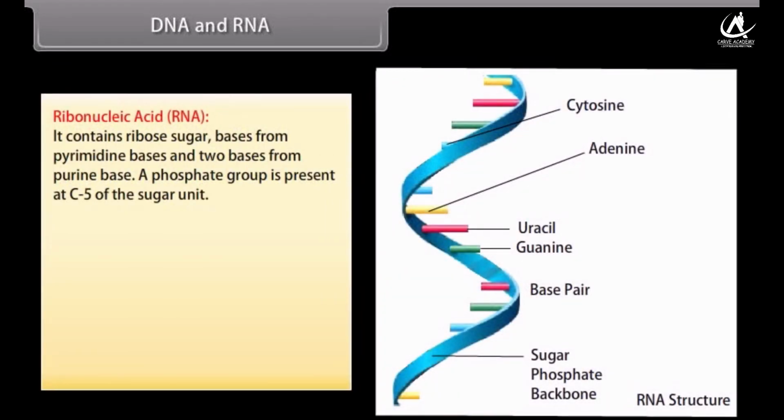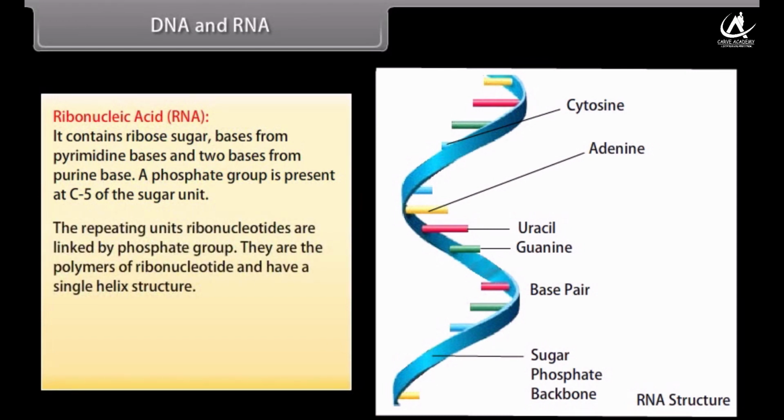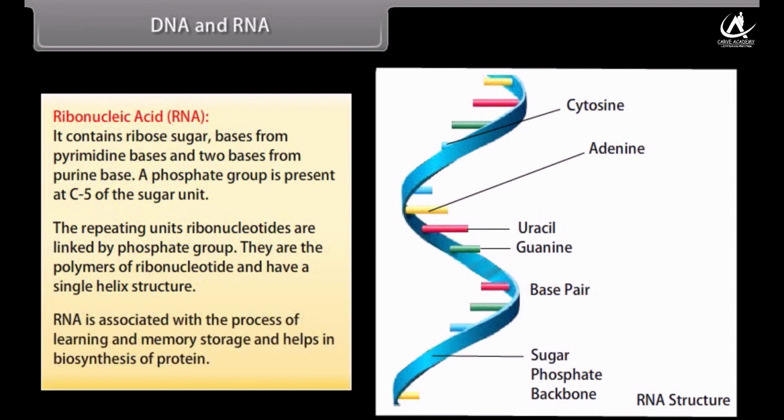Ribonucleic acid. It contains ribose sugar, two bases from pyrimidine bases, and two bases from purine base. A phosphate group is present at C5 of the sugar unit. The repeating units ribonucleotides are linked by phosphate group. They are the polymers of ribonucleotide and have a single helix structure. RNA is associated with the process of learning and memory storage and helps in biosynthesis of protein.